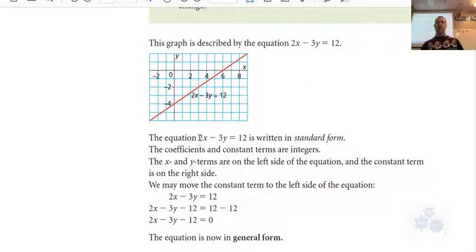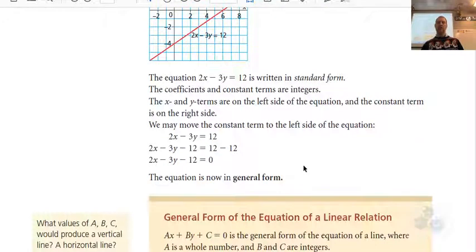So look, they tell you right here, and again, it's kind of hidden in the text, so that's why I want to point it out. This equation is written in standard form. The coefficients and the constant terms are integers. The x and y terms are on the left side, so they're on the same side, and the constant term is on the right side. Okay? So this is standard form.